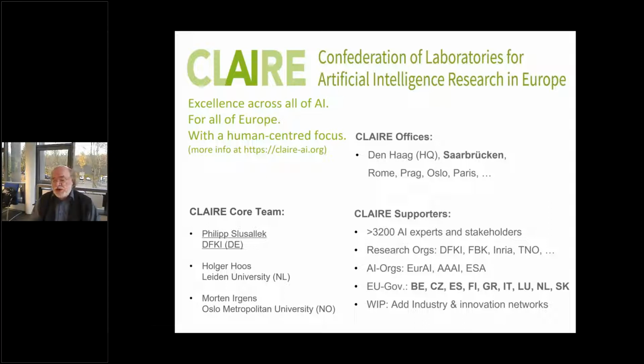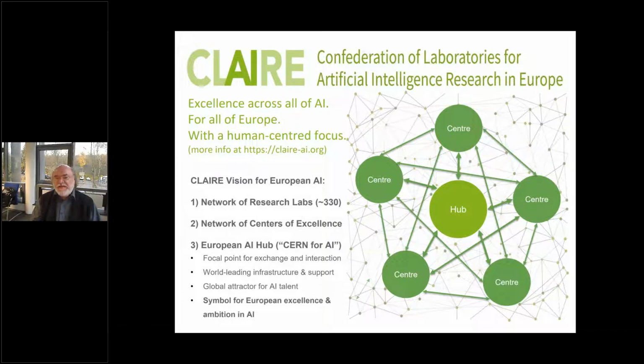And we already have support by 9 European governments, which I think is important. And there's also a few more in the pipeline, including hopefully Germany and France, which looks pretty good right now. What's the goal of CLAIRE? To really bring this together, European AI, to create networks. We do this at 3 levels.